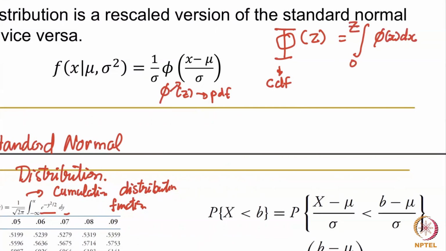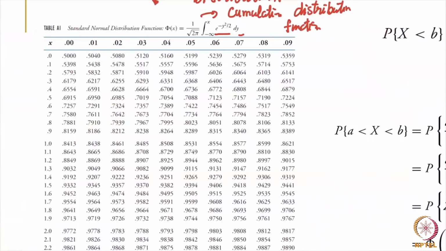Okay, so till wherever you want, if this is the PDF, you sum it up, and that's what gives you the cumulative distribution function. So this gives you capital phi of z if this value is z. Now, why is this useful?